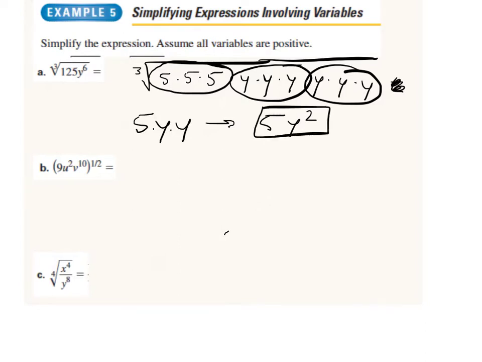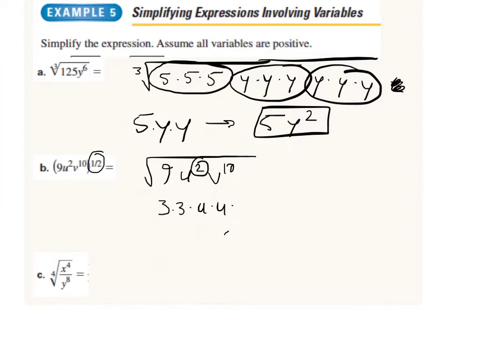Alright, so next, what we have here is basically the square root, right? 1/2 as an exponent means the square root. So I might rewrite that because to me it's a little more intuitive to have the square root. So I have 9u squared v to the 10th. Well, I know that the square root of 9 is 3, but I'm going to rewrite this just to make my life a little easier. Times u, because it has u squared, so that's u times u. And then I have v to the 10th.